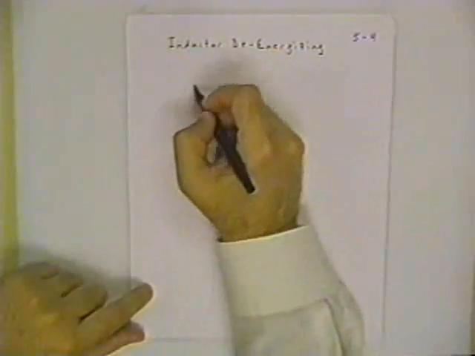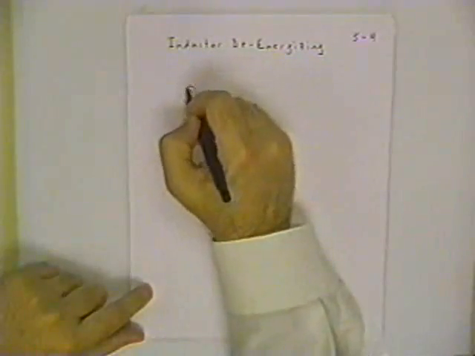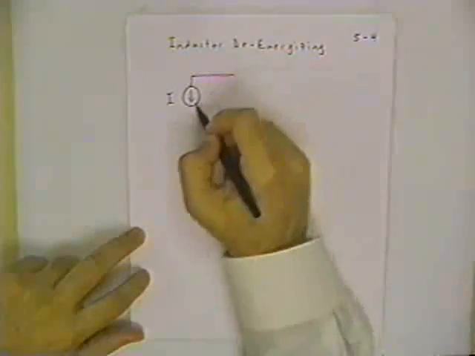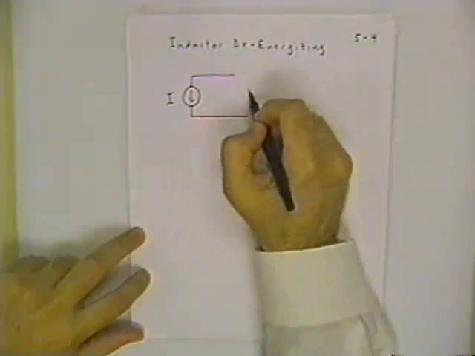And so maybe it's initially energized. And the way we can do that is to have, and let me be careful about the directions here, an initial DC current source connected to an inductor.